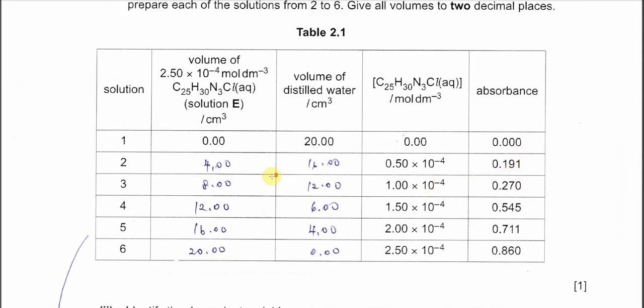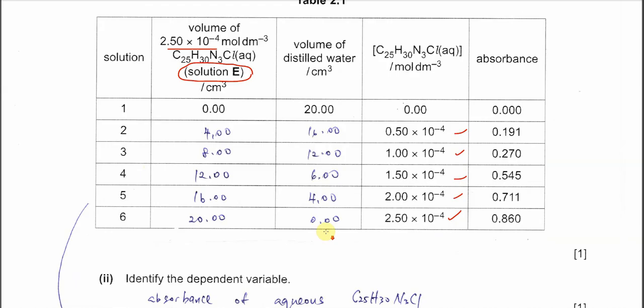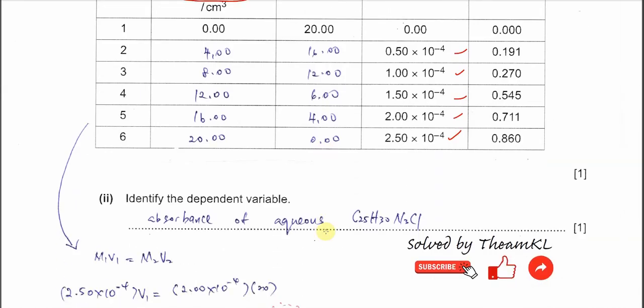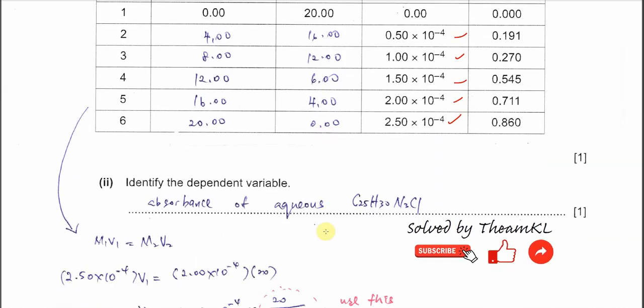First, you need to fill up this part, or calculate this part. So this one is solution E with this concentration. Now, we need to prepare a new solution with all these concentrations. The first one, no need. What you need to calculate is from 2 to 6. I will show you one calculation, then you can use the same calculation for the rest.